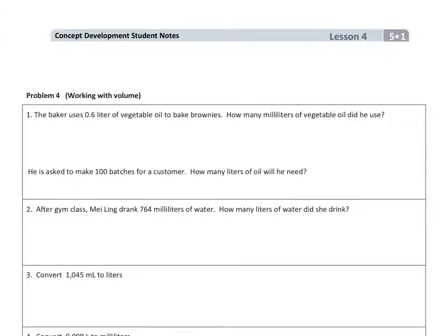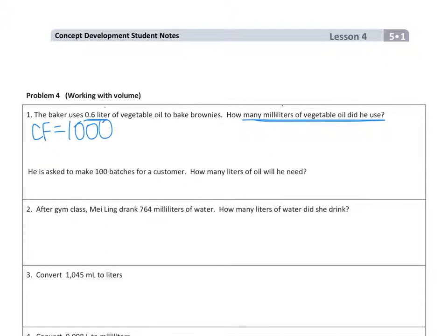So the baker uses 6/10 of a liter of vegetable oil to bake brownies. How many milliliters of vegetable oil did he use? Well, the first thing we have to ask, what's our conversion factor? What number are we multiplying or dividing by? Well, we've got liters, we've got milliliters. So that's 1,000. So our conversion factor, CF, equals 1,000. So that's one thing we figured out.